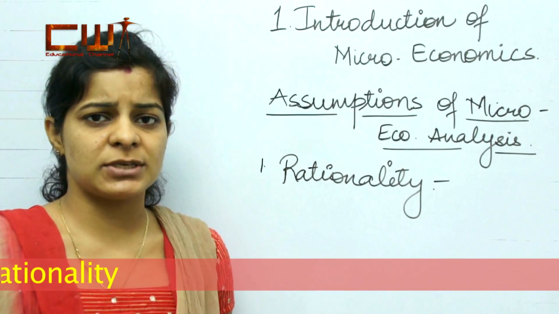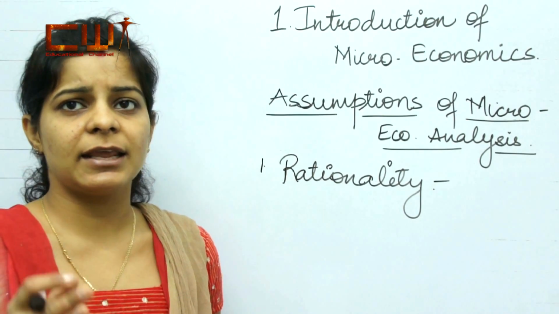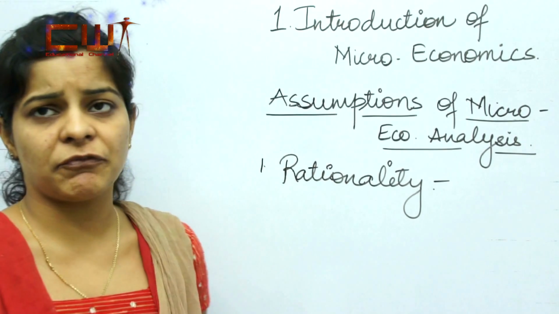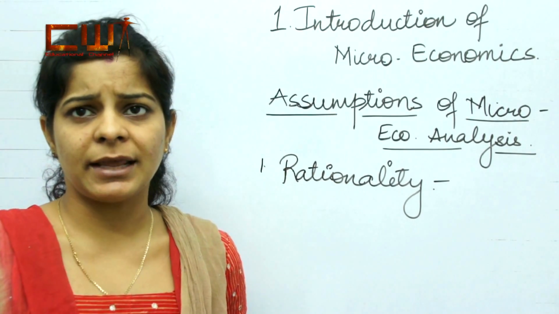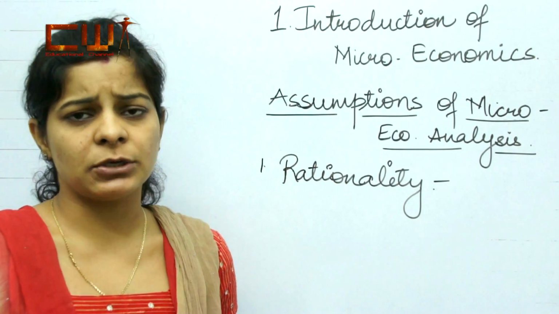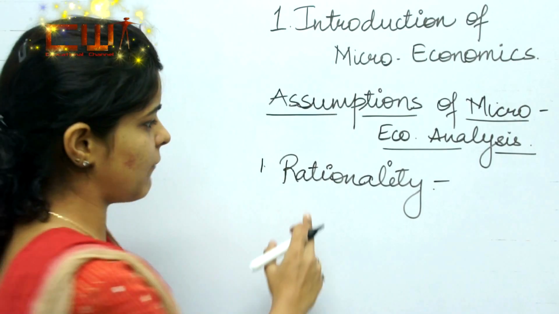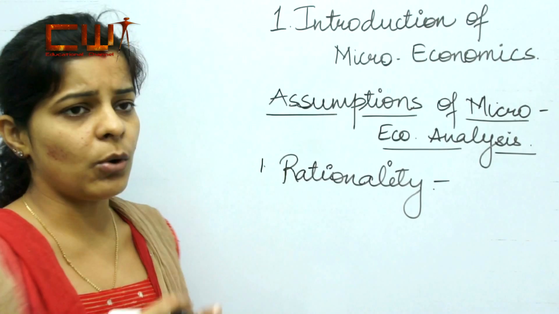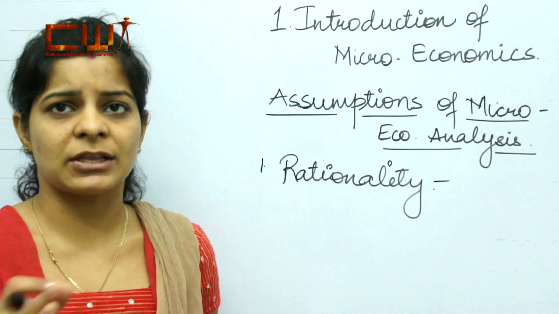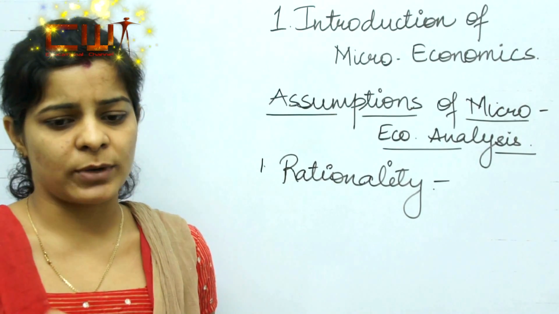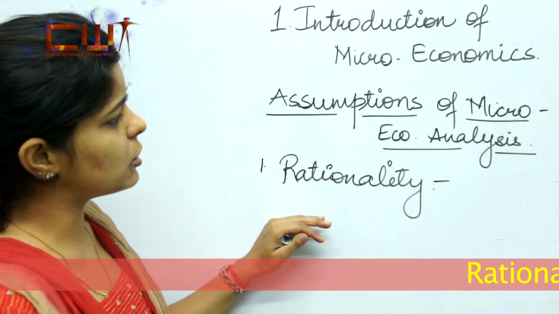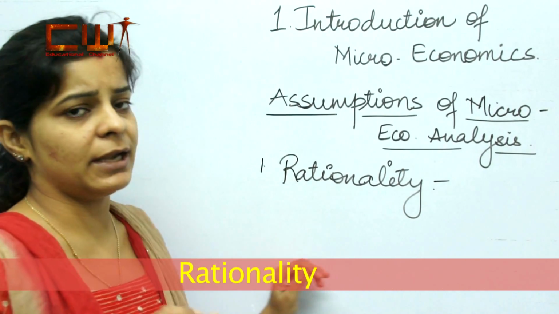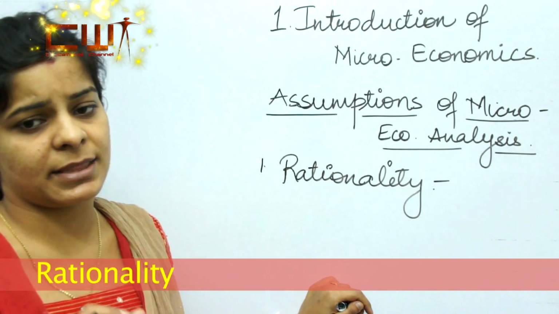If you go and purchase something in the market and it is very high in price, then you will definitely not buy the product. Many a time we do behave irrationally because of certain quality, but rationality says that you are behaving in a very natural way, like what others would have behaved. So the first assumption of microeconomics is rationality, which says that all individuals are rational in their behavior.